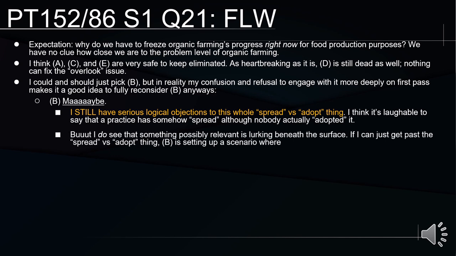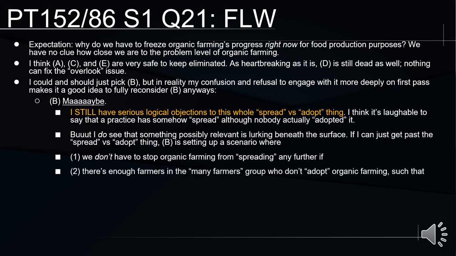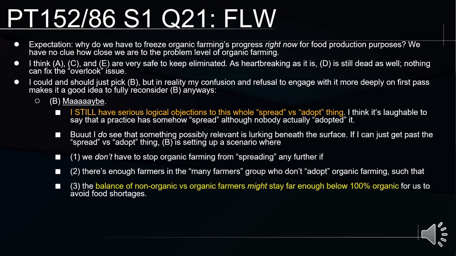But I do see that something is relevant beneath the surface here. If I can just get past the spread versus adopting in the manner that I just described, B is indeed setting up a scenario where one, we don't have to stop organic farming from spreading any further if two, there's enough farmers in that many farmers group who don't end up adopting organic farming. So again, if there's enough of a split or a balance, such that the balance of organic versus non-organic farmers might stay far enough below 100% organic for us to avoid food shortages.